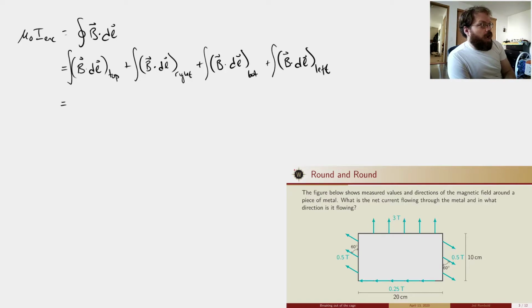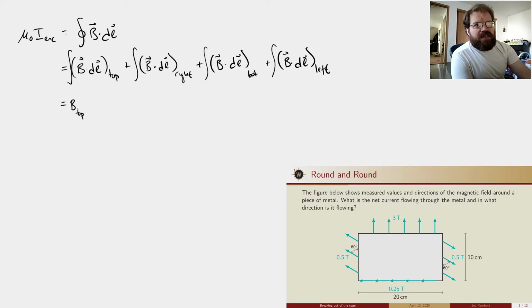So along the top, for instance, B is constant, so I can pull it out of the integral. Then when I take the integral of DL, that's just going to give me whatever that width is. All right? So let's call the left and right length the width, and the up and down length the height, just so we can attach some numbers to it. So along the top, I'm going to get whatever my magnetic field is along the top, dotted with whatever my total length is, right?